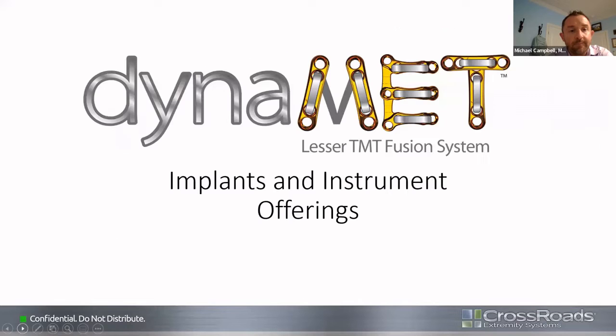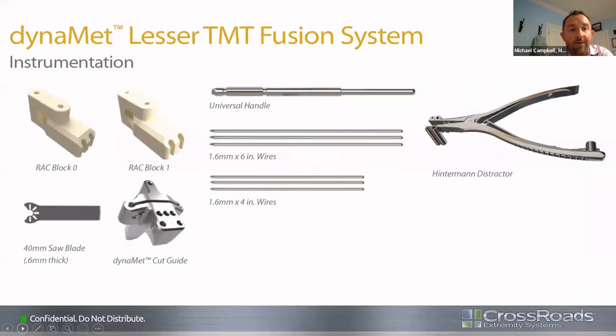Instruments and offerings. What comes? Well, we talked a little bit about K wires. Those go in through the cut guide. They're 1.6 millimeter wires, so they're smaller than what are used for the standard dynaBunion. So they correlate better with the size of the smaller metatarsals, and particularly the third.